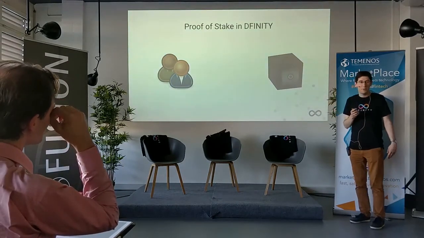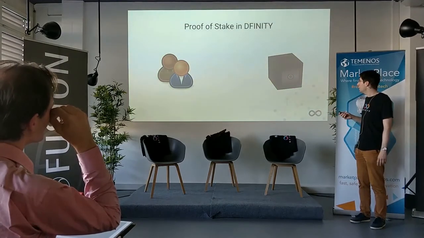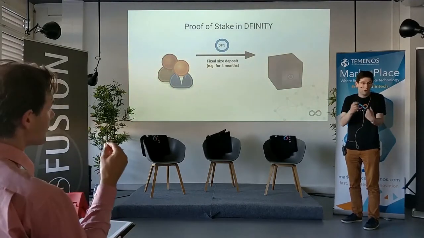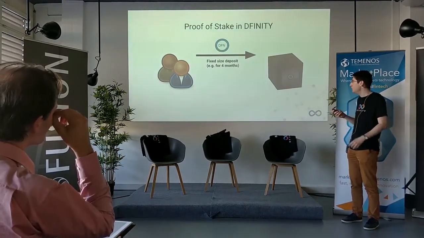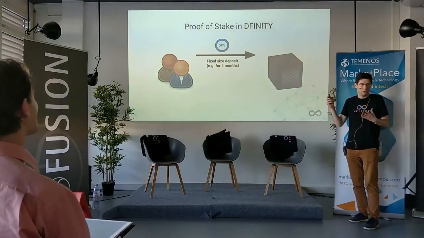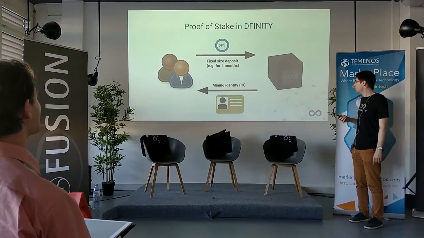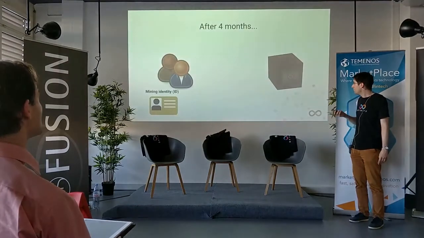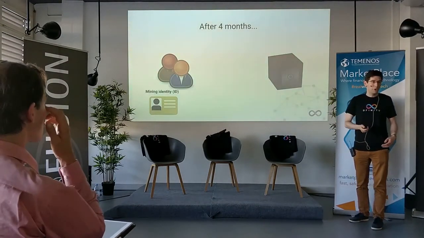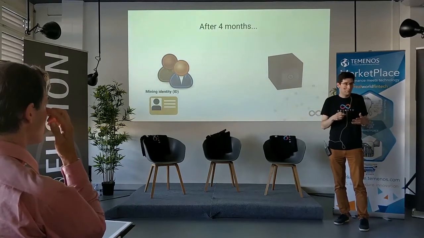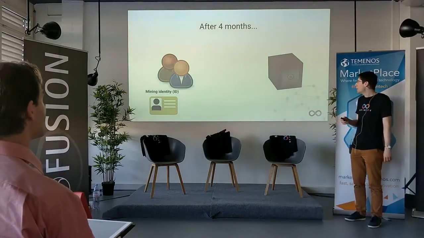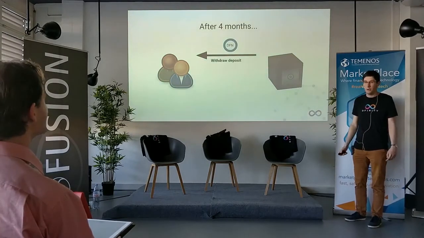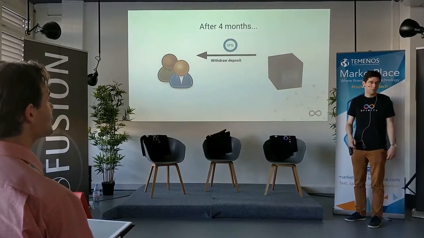Proof of stake in Dfinity is maybe a bit different than in some existing projects or blockchains. You make a deposit: you would have to deposit some fixed size amount of stake in Dfinity for a given amount of time, let's say 4 months, it's not decided yet. And then you get a mining identity or a mining node in return. With this mining identity, you can participate in the network, you can not only mine, but you can also, if you want, create neurons. But after 4 months, you can withdraw your deposit, and then of course your mining ID will be removed from the system.